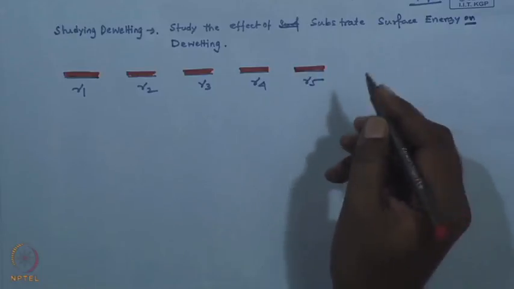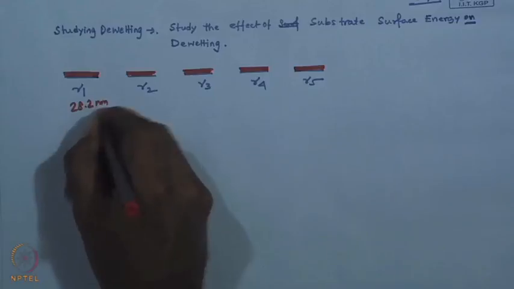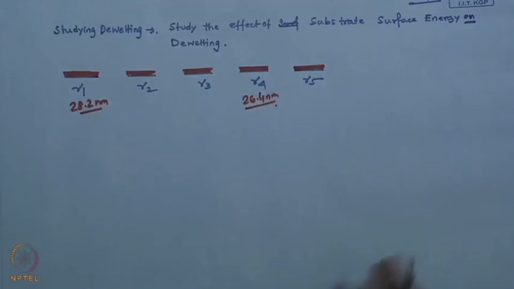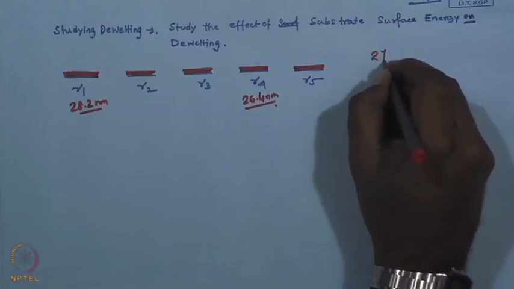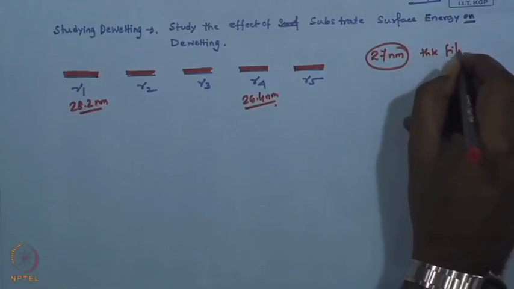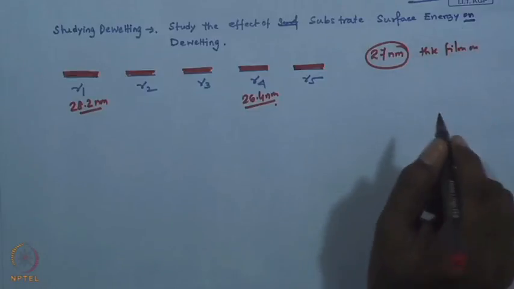So, therefore, what you might be studying is the dewetting of a 28.2 nanometer thick film on a gamma 1 surface, and in contrast you might be looking at a 26.4 nanometer thick film on a surface with a surface energy of gamma 4. But based on this, you will look at all the samples and say that we have studied the effect of surface energy on dewetting of a 27 nanometer thick film.